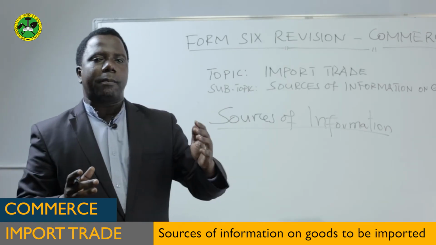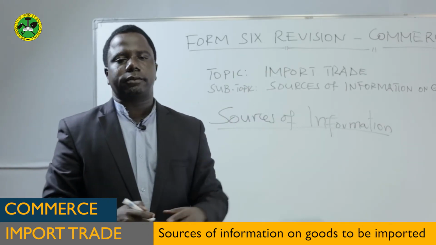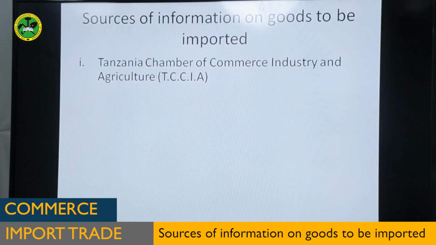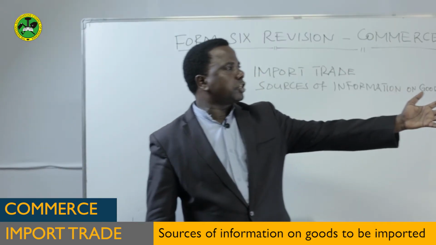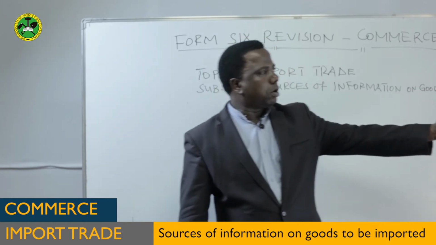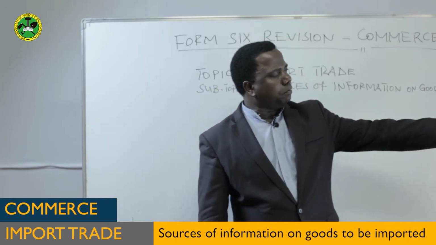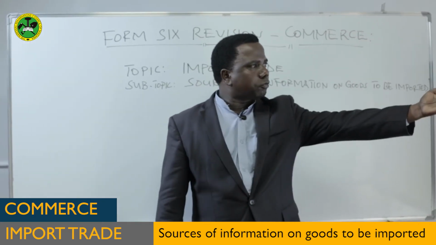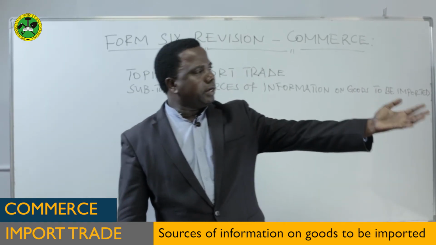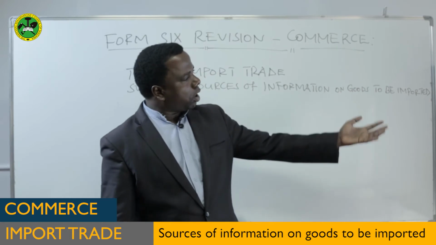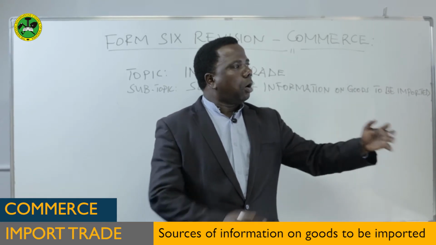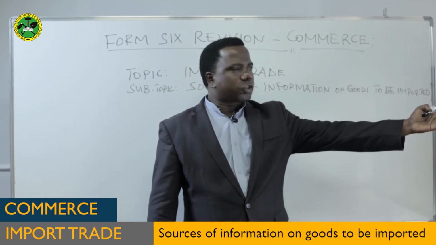There are different sources whereby importers can go and get information. Source number one is the Tanzania Chamber of Commerce, Industry and Agriculture. This is an association of people from different sectors, for example commerce, industry, and agriculture. Here we have traders, people in industry like engineers, and people from agriculture like farmers. All these people have this association.